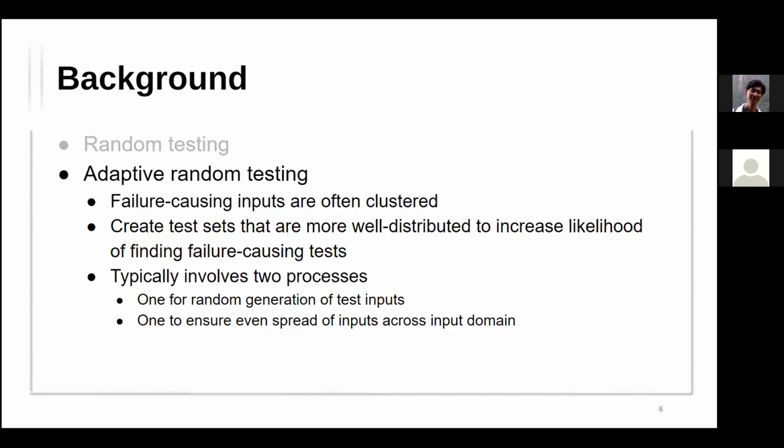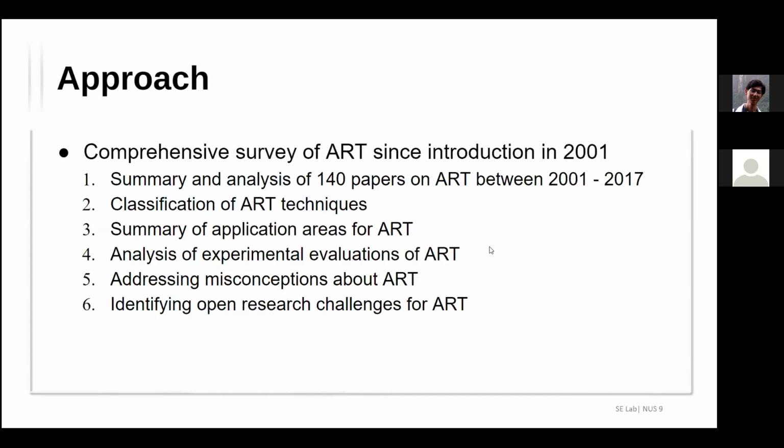Okay, let's keep going on. So the paper's approach is that it will cover these 6 topics. The first is an analysis of 140 different papers on adaptive random testing between 2001 and 2017.